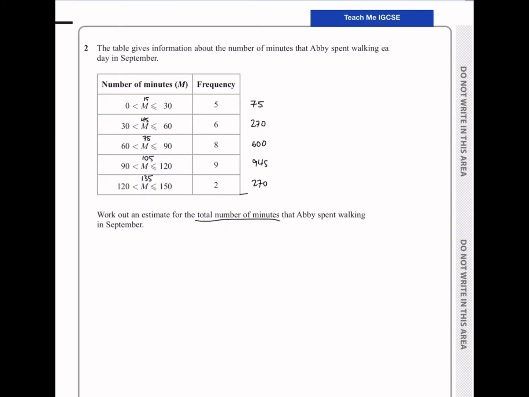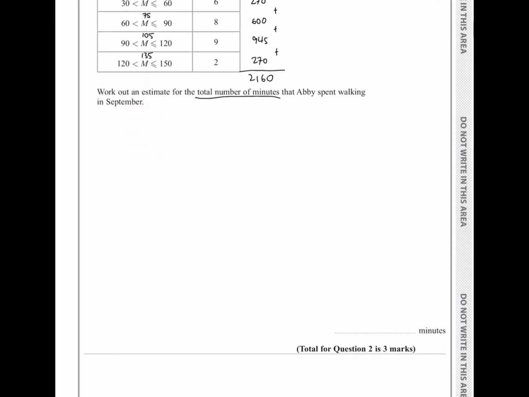And all we have to do is add those numbers up. Put that into your calculator, and we get 2,160. That's going to be the total number of minutes that she spent walking in September.